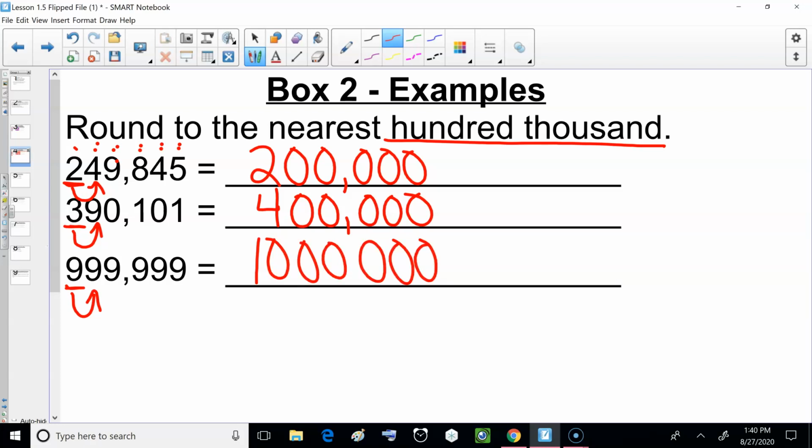So now we count. So I have my ones group, comma there. Oh, I have 1, 2, 3 more zeros, so that's another comma. So 999,999 turns into 1 million. Pause the video right now, write down these notes to help you when you have to round to the nearest 100,000.